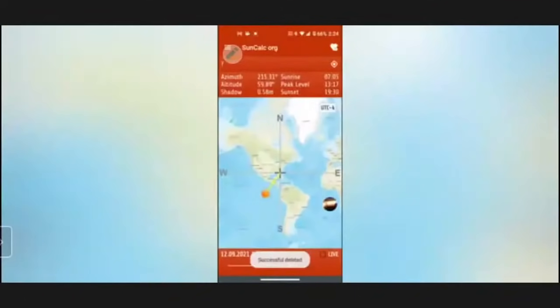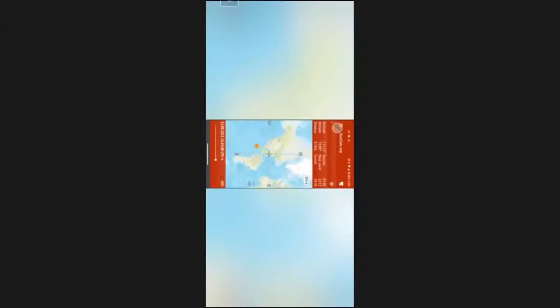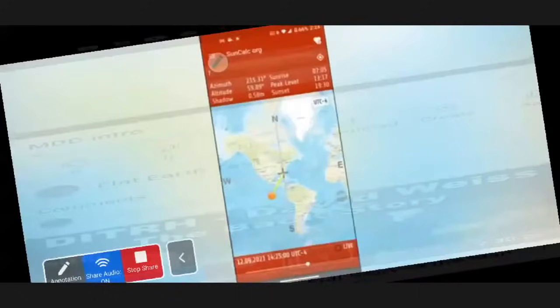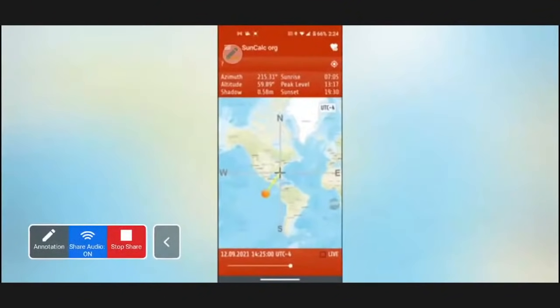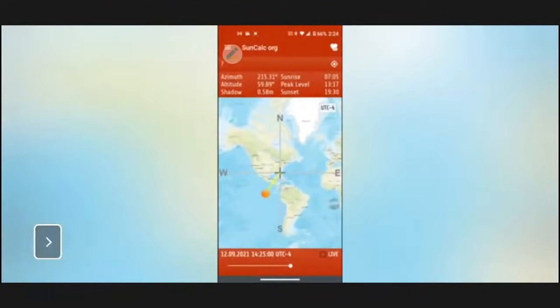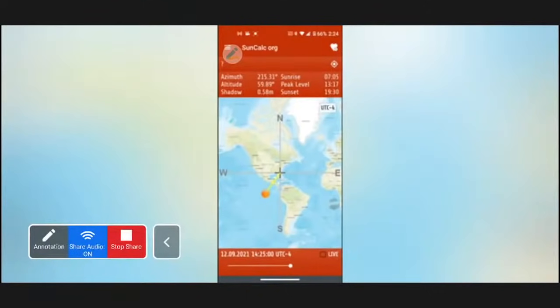So I've gone to suncalc.org. This keeps track of where the sun is. Okay, let's check equinoxes. Let's see what model fits, okay? So the vernal or spring equinox is said to happen on the 21st or 22nd of September. Okay, so here is September 12th. So you have 7:05 a.m. sunrise and 19:30 sunset. So that's 12 hours and 25 minutes. So that doesn't work, but we're not quite to the equinox.